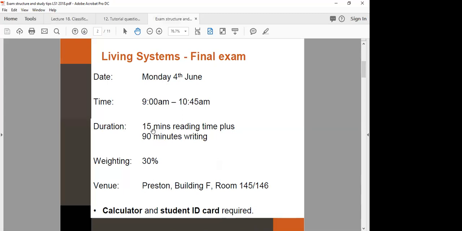Okay, 15 minutes reading time. What do you do during that time? Obviously, you read through the exam or skim through the exam. That will enable you to pace yourself during the exam, but there's something else that you can do once you've actually finished reading the exam. So let's say you finish reading through the exam in 10 minutes. Rather than just sitting there for 5 minutes waiting for writing time to start, is there something really useful that you can be doing?